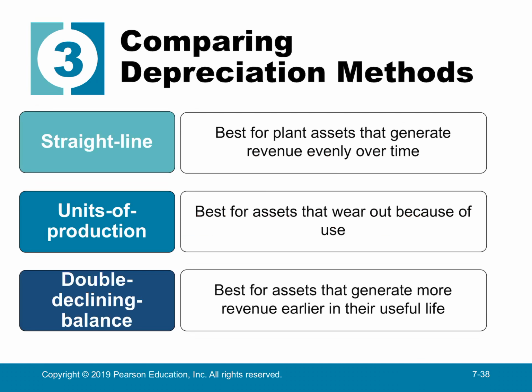So let's compare these methods, okay? Straight line, usually good for plant assets that generate revenue evenly over time. Units of production, assets that wear out based on use. Double declining balance, assets that generate more revenue earlier in their useful life, right? Think of software. Software usually loses its value very quickly, or it's the most valuable right when it comes out, and then eventually there's better software, or competitors come out with other stuff.